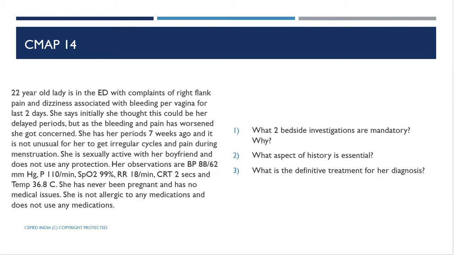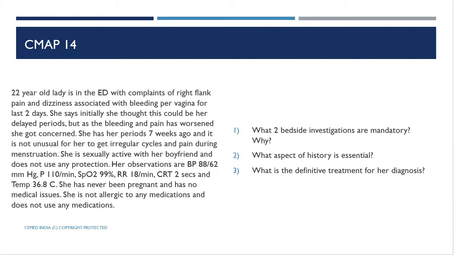You can do a venous blood gas to look for hemoglobin, because if she's bleeding we need to know if she's okay. So has she bled that much that her blood pressure is 88/62? So urine pregnancy test, urine dipstick. Venous blood gas for hemoglobin is the answer.